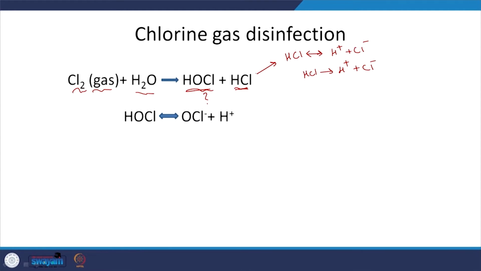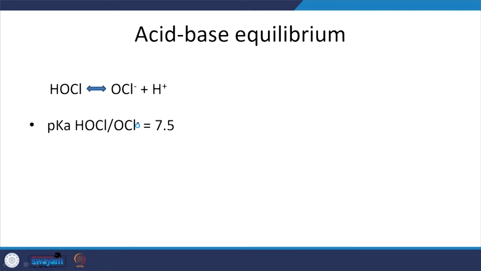We will see what it means when we say it's a strong acid or a weak acid. So HOCl will be in equilibrium with OCl minus and H plus. So this can go this way or this way, let's say. In general, HCl will always dissociate. But with HOCl we know that it will be in equilibrium with OCl minus. So it's not a very strong acid, but it's a strong oxidizing agent. HOCl is a strong oxidizing agent. We will look at these aspects.